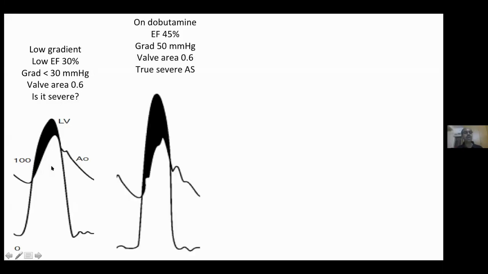You give dobutamine. Dobutamine results in improvement of the LV contractility. LV ejection fraction becomes 45%. Gradient increases from less than 30 to 50 millimeters of mercury. The aortic pressure does not increase so much like the increase of the left ventricular pressure. So the mean gradient increases enormously. So this is true severe AS because the valve area continues to be 0.6.